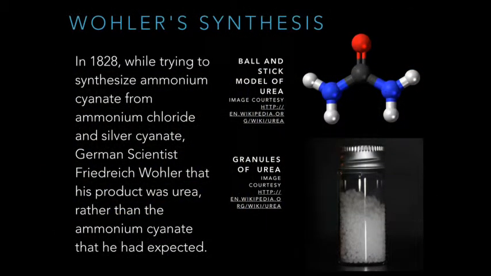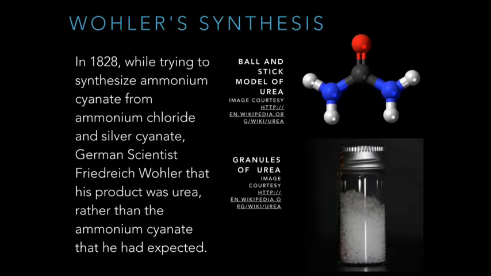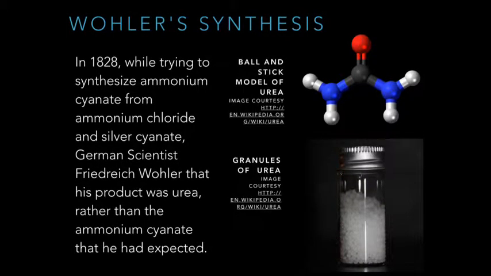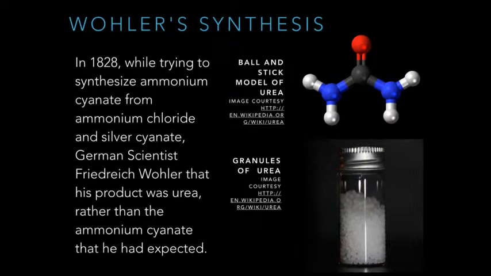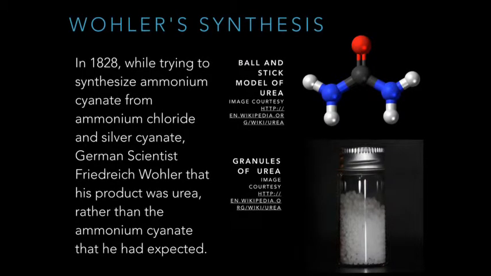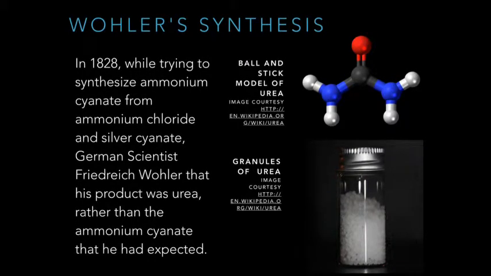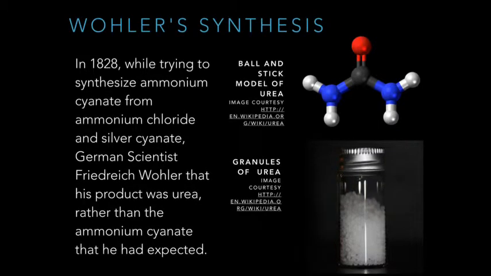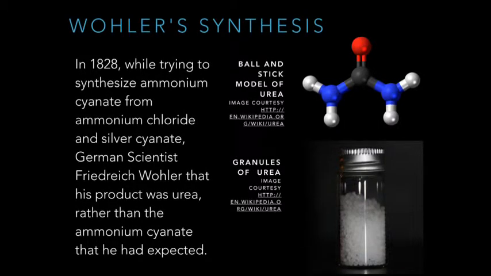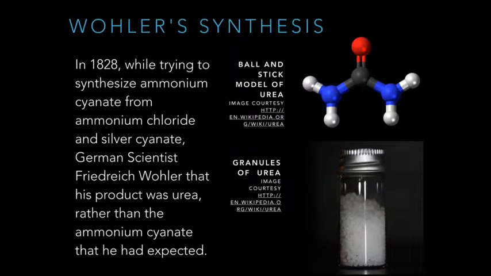In 1828, while trying to synthesize ammonium cyanate from ammonium chloride and silver cyanate, German scientist Friedrich Wöhler noticed that his product did not behave like ammonium cyanate should, but rather behaved and looked much like urea. After further testing, Wöhler was able to confirm that he had indeed made urea.